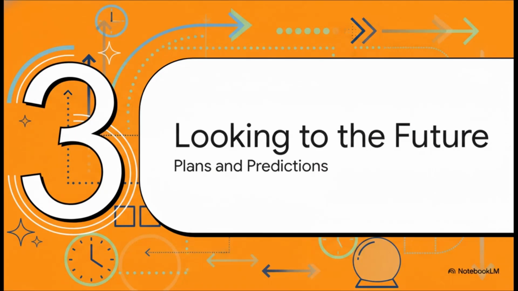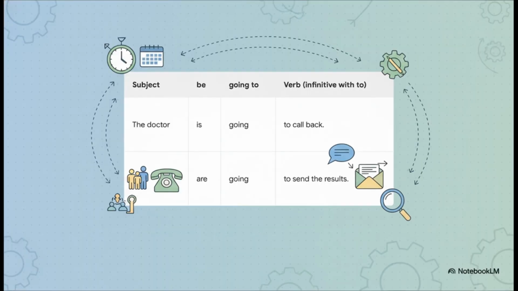Okay, let's switch gears and look ahead. Into the future. How do we talk about plans we've made and things we think might happen? Let's find out. So when we have a definite plan, something we've already decided on, we use be going to. Just remember the structure. You need the subject, the right form of be, so is, am, or are, then going to, and your verb. For instance, the doctor is going to call back. We know this is the plan.